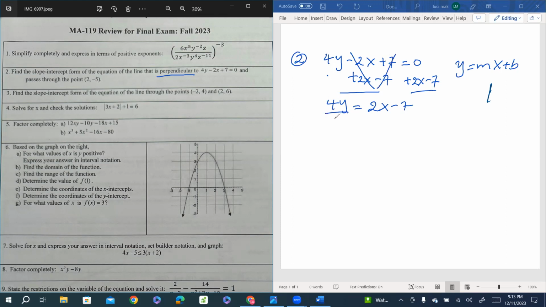And then to solve for y, we have to divide by 4. So 4 divided by 4 is 1. We get y equals 2 over 4, reduced to 1 half x minus 7 over 4.